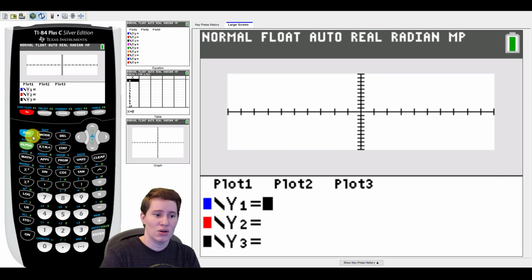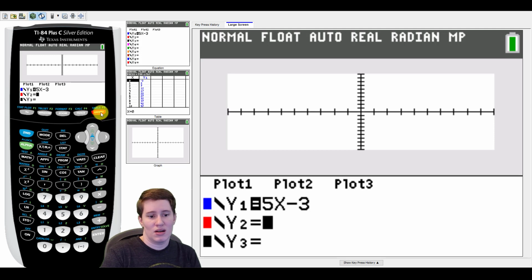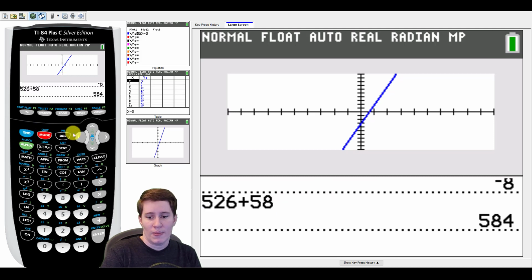Hang on, let's graph. So if you want to graph something, you go to y equals. So if I wanted to graph a line, for instance, I have to press the graph button here on the right side. So here is my line. If I want to get out of y equals and get back to the normal screen, I have to do the quit button, which is second mode.